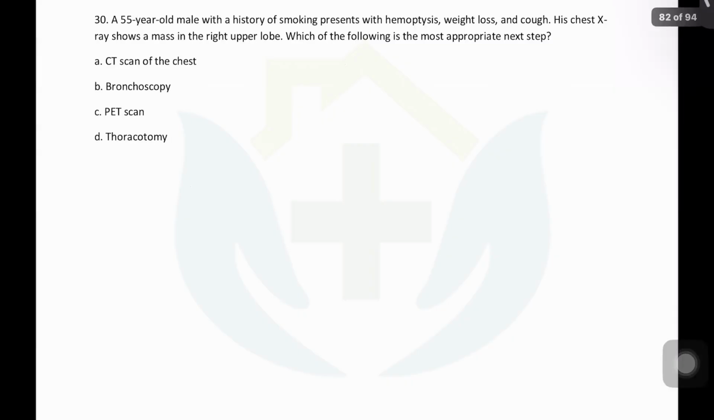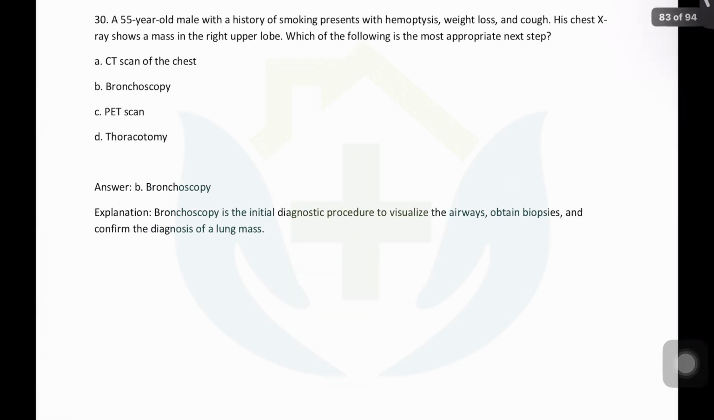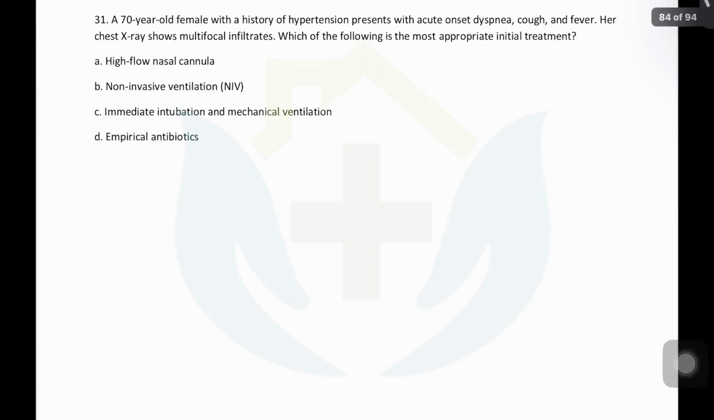A 55-year-old male patient with history of smoking comes with hemoptysis, weight loss, and cough. Chest X-ray has a mass in right upper lobe. What is the most appropriate next step? CT. Would you not want to do a bronchoscopy? There is a mass there and patient has a history of hemoptysis also. Yeah, bronchoscopy. So we will do bronchoscopy in such a patient. It is the initial diagnostic procedure before subjecting them to CT. And you can take biopsy also, specifically if it is a lung mass, and that is how it will help.